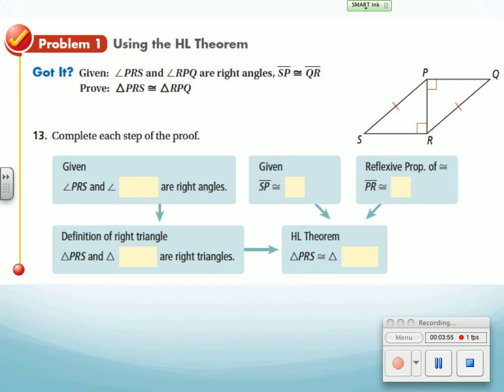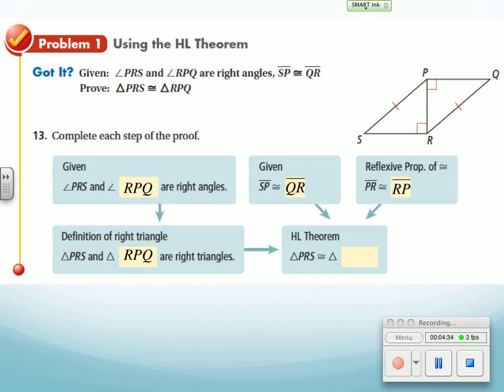Given that angles PRS and RPQ are right angles, and that segment SP is congruent to segment QR, we want to prove that triangle PRS is congruent to triangle RPQ. If we look at it, the hypotenuses are congruent, and they both are right triangles. They have right angles, which are always congruent. So it's kind of obvious we need to find one leg to be congruent. Since they share a side, which is a leg of each triangle, we're going to use the reflexive property to prove this.